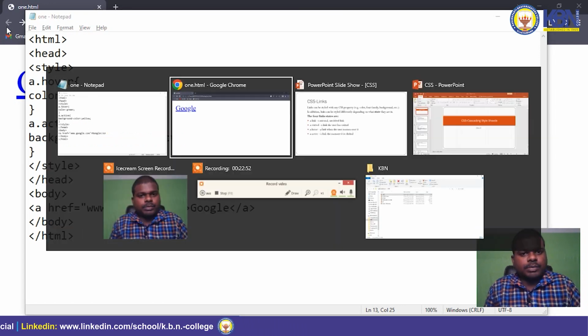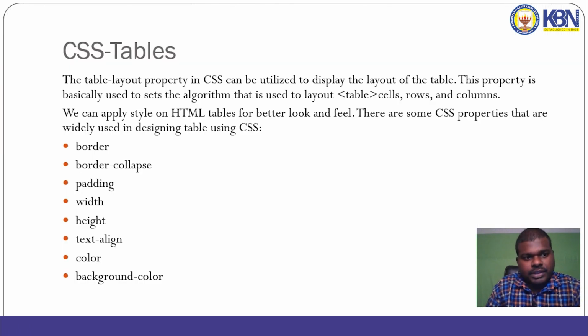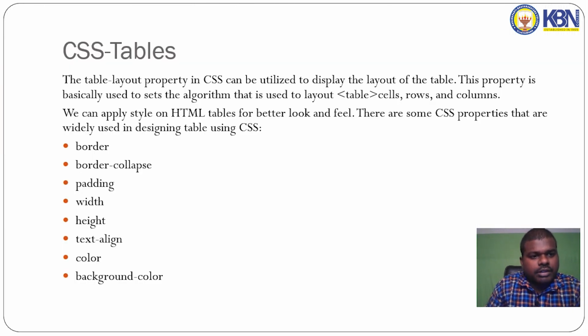Let us explore the next topic. CSS tables. We have already done the tables in HTML, so it is time to customize them. How? Border collapse, padding, width, height, text align, color, background color. I prefer to use the color, background color, and text align attributes. I will use these three attributes now.